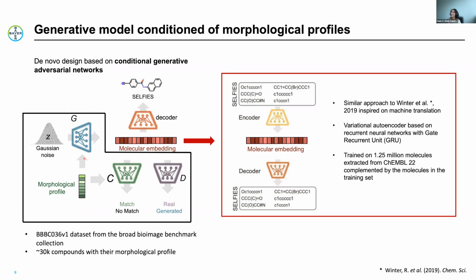And to train this part of the model, we use a public cell painting dataset called BBBC036 from the Broad Bioimage Benchmark Collection. And this dataset contains 30,000 compounds with their corresponding morphological profile.